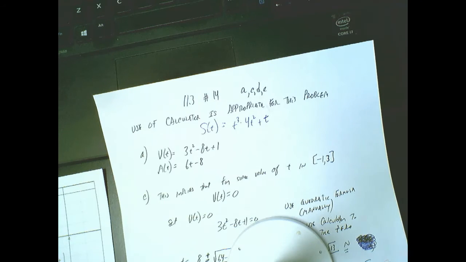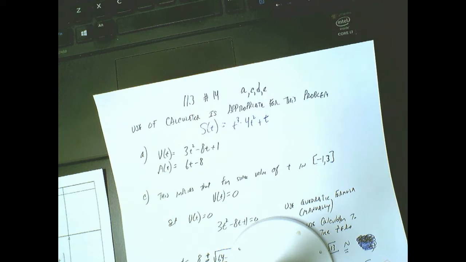The first question asked us to identify the velocity function, which is nothing more than the first derivative of s of t, which turns out to be 3t squared minus 8t plus 1. And they asked for the acceleration, which is the second derivative of s of t, the first derivative of v of t, and that acceleration function, a of t, becomes nothing more than 6t minus 8. So some pretty basic stuff, really, at the moment.